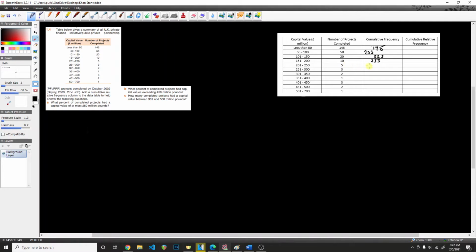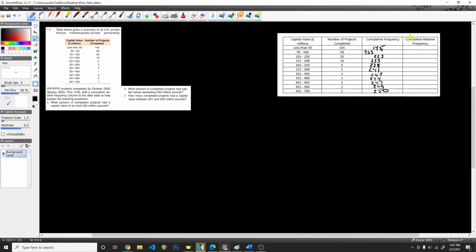So here we're adding another 5. That'll be 238. Add another 3, 241. Adding 2 here, 243. Adding 1, 244. Adding 3, 247. Adding 2, 249, and then finally we have 250. So the total amount of data points that we have is 250 if we add everything here up.